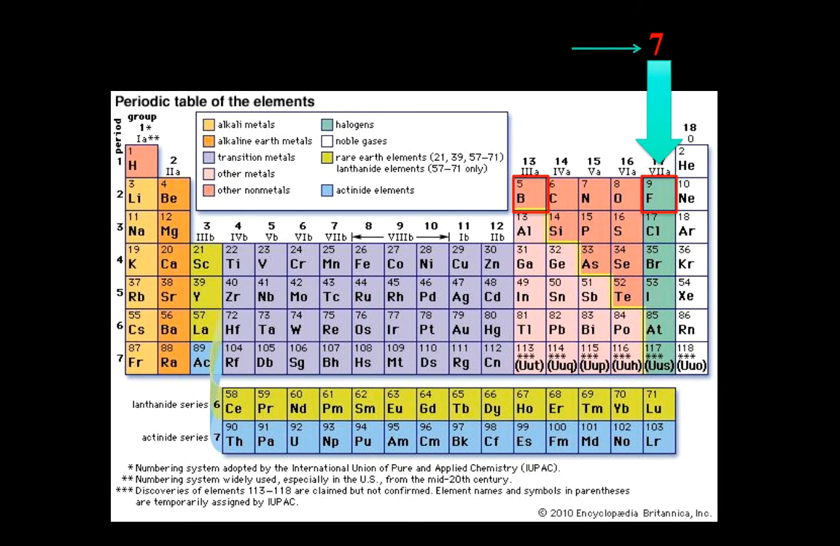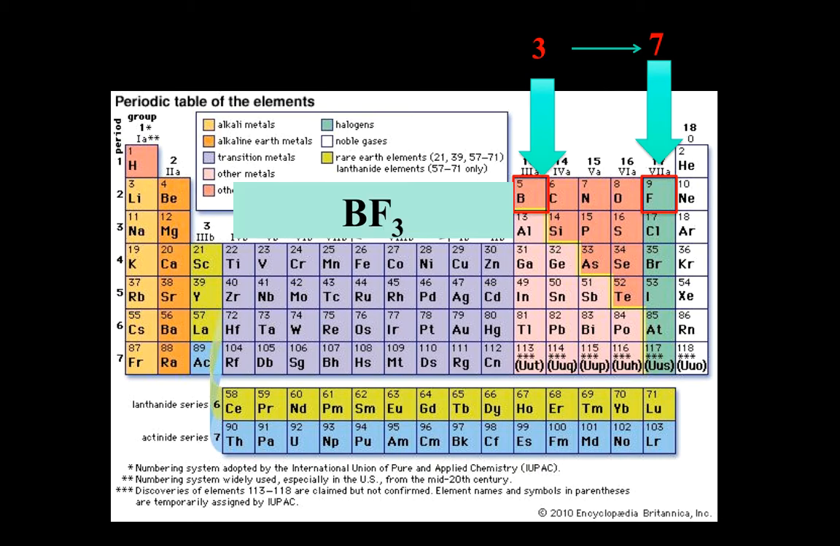Now, let's say you have something like boron and fluorine. Boron is in group 13, so it's going to have 3 valence electrons, and fluorine has 7. Now, fluorine can only take 1 more before it becomes stable, but boron has 3 electrons to give up. So you're going to end up needing 3 fluorine atoms to combine with boron, and that's why you get the formula BF3. You need 3 fluorine atoms because boron has 3 electrons to give up, but fluorine can only take 1 to become full.